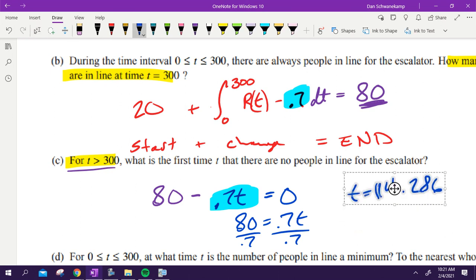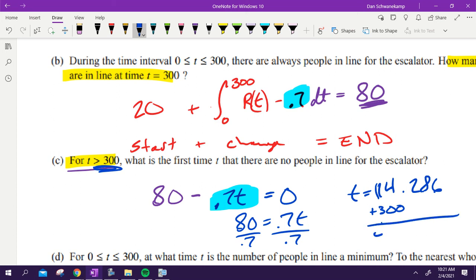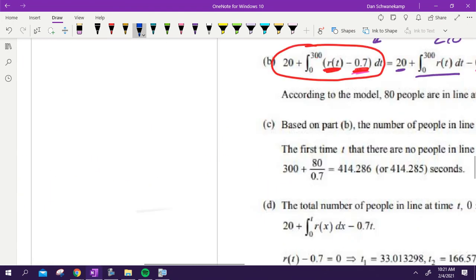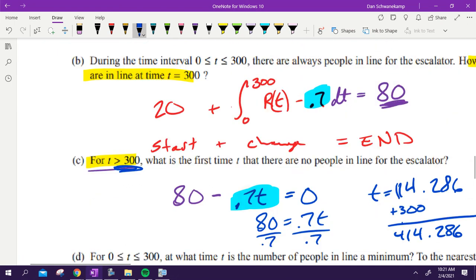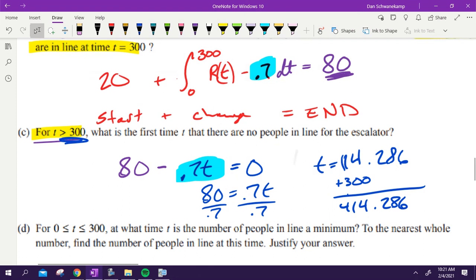Why do I have to add 300? Yeah, this is starting when t is greater than 300. So there weren't any people in line before, or there were lots of people in line before this. We add 300 to that. My real answer is 414.286. Round to 3 decimals there. Your scoring on that one was really just the answer, 414.286. So far we've scored 5 points.